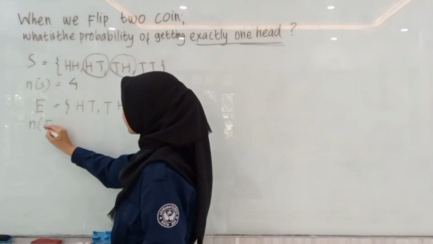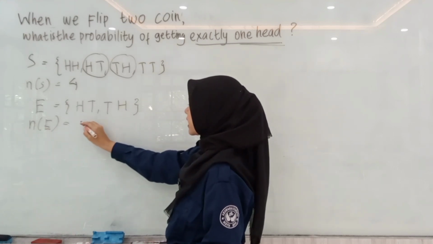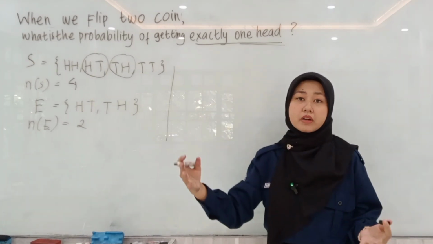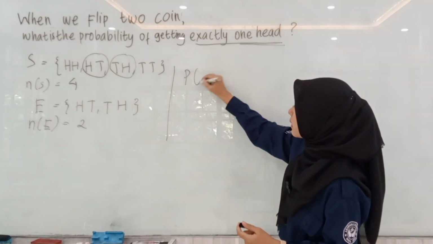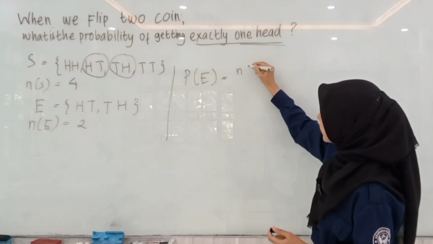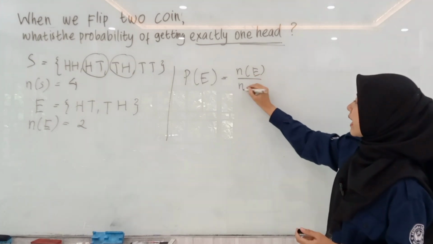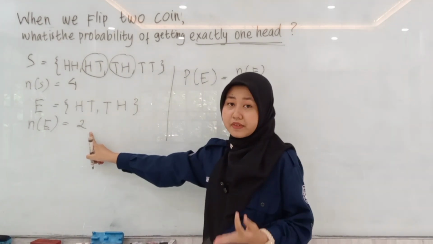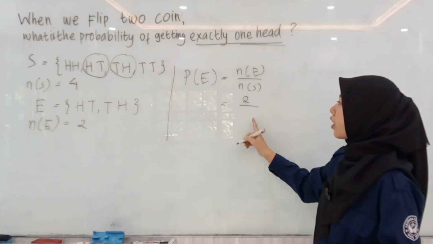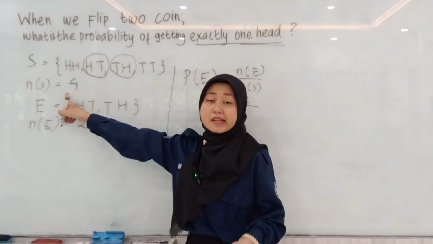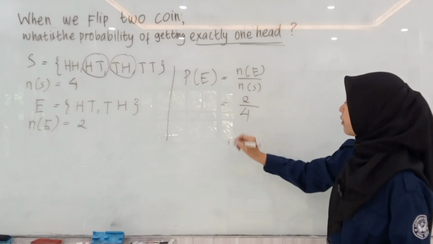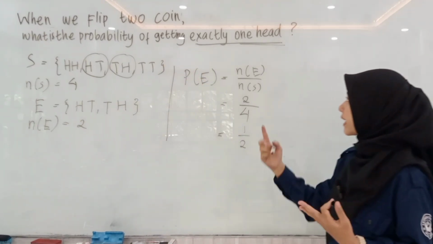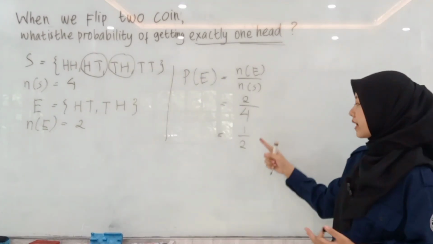So the number of elements in this event is just 2. From that information, we can calculate the probability. I can write here the probability of an event is equal to NE over NS, where NE is the number of elements in the event. I can write here 2 over NS, where NS is the number of elements in the sample space. There are 4, or I can write a half. So the probability of getting exactly one head when we flip two coins is a half.